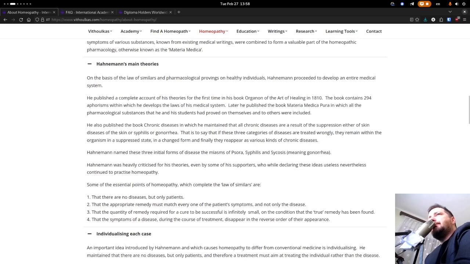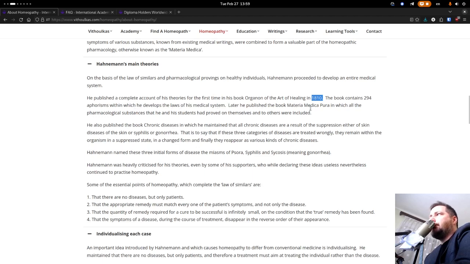Hahnemann's main theories. On the basis of the law of similars and pharmacological provings on healthy individuals, Hahnemann proceeded to develop an entire medical system. He published a complete account of his theories for the first time in his book Organon of the Healing Art in 1810. Right, so 1810, basically that was the start of homeopathy, but the book contains 294 aphorisms within which he develops the laws of his medical system.